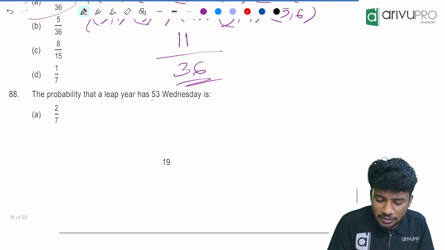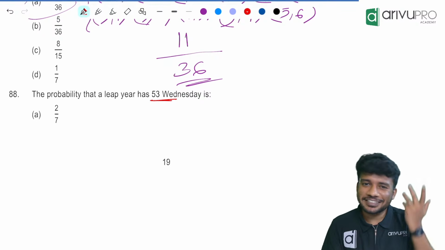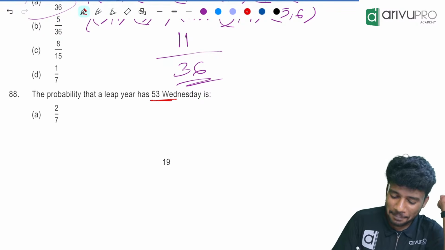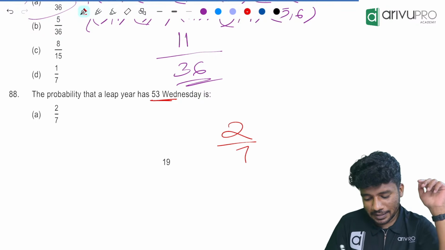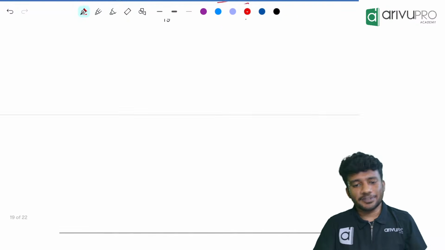Probability that a leap year has 53 Wednesdays. We already told it multiple times, people. How to get it? Leap year means the number of extra days will always be 2. 2 divided by 7 will be your answer. Option E is your answer.